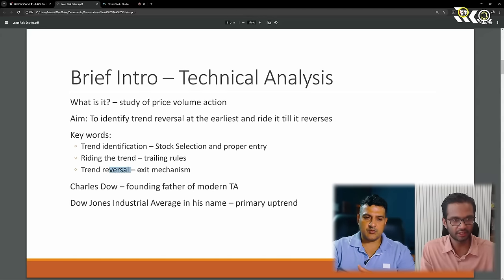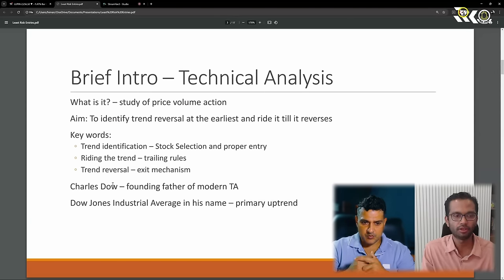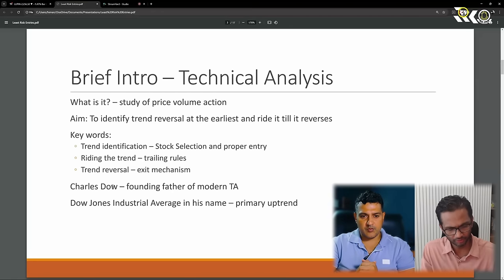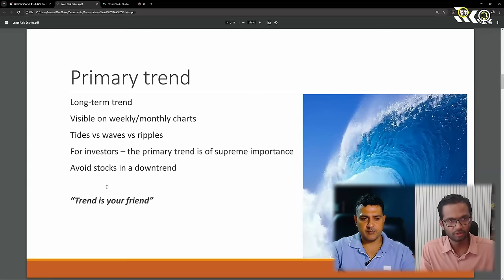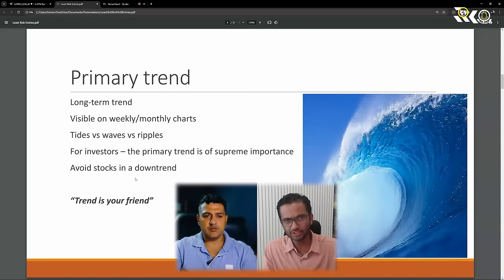Now trend reversal is where the exit mechanism will come into play, and then we have Charles Dow, who is the founding father of modern TA. And you have heard of the US index, the Dow Jones Industrial Average, in his name, Charles Dow and Edward Jones. So this is your primary trend.